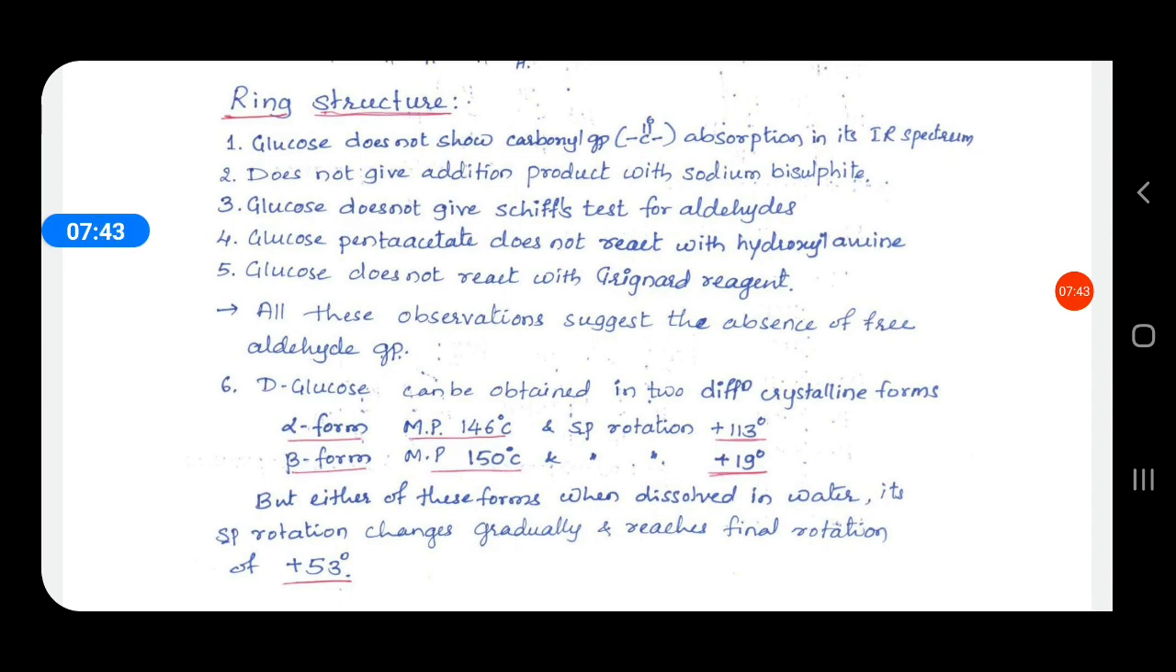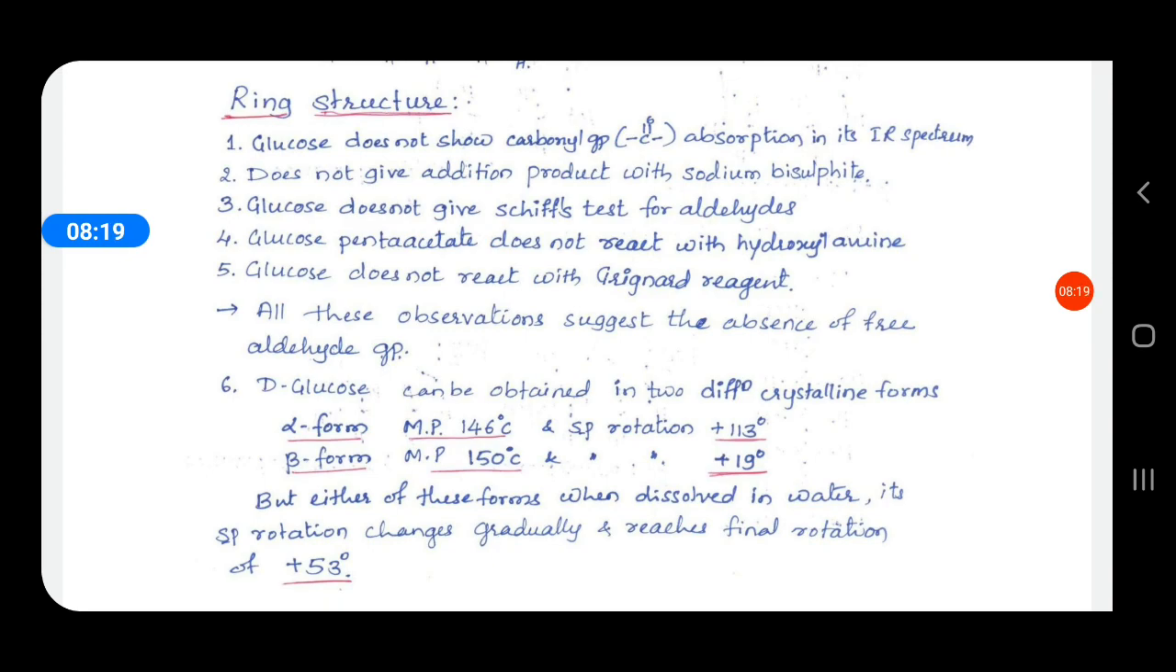It does not give an addition product with sodium bisulfite. All the aldehydes give this reaction, that is, they give the addition product with sodium bisulfite, but glucose does not. It does not give Schiff's test. It is also one of the tests for the aldehyde. When an aldehyde is treated with Schiff's reagent, it gives a pink color. But here glucose does not give a pink color with Schiff's reagent.